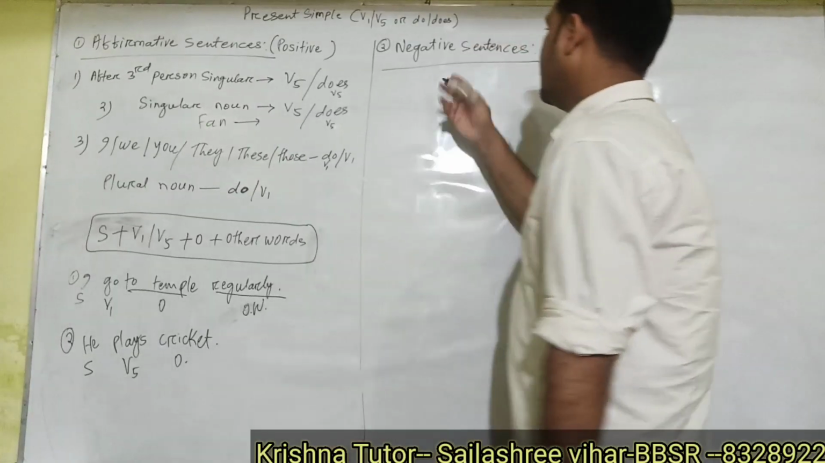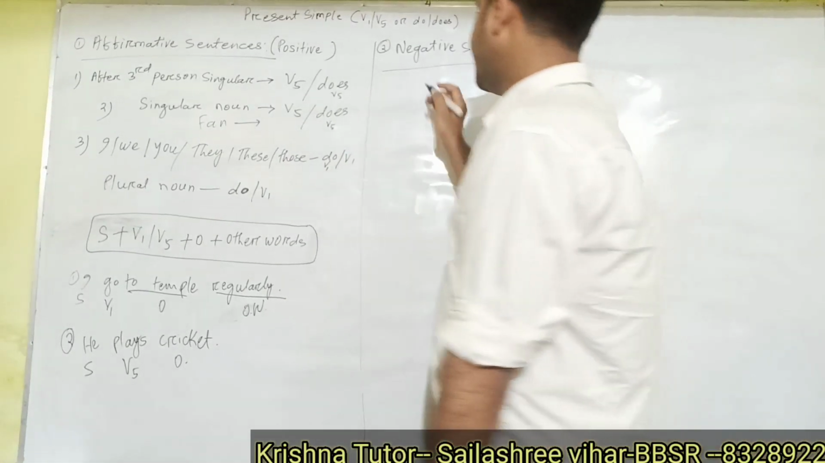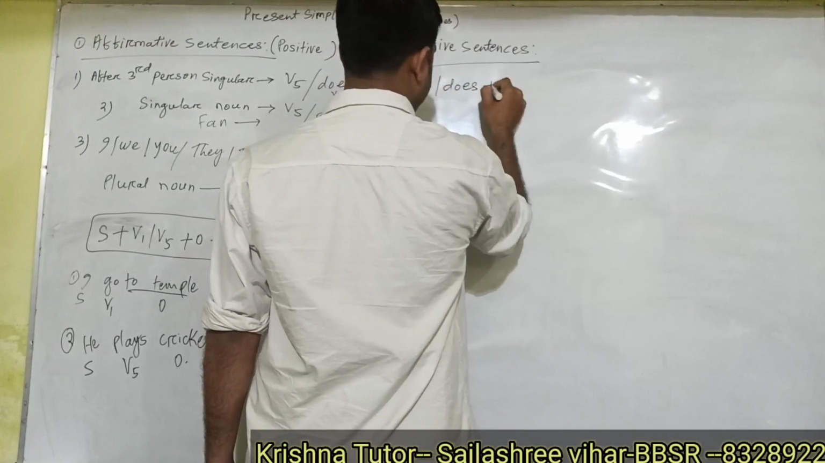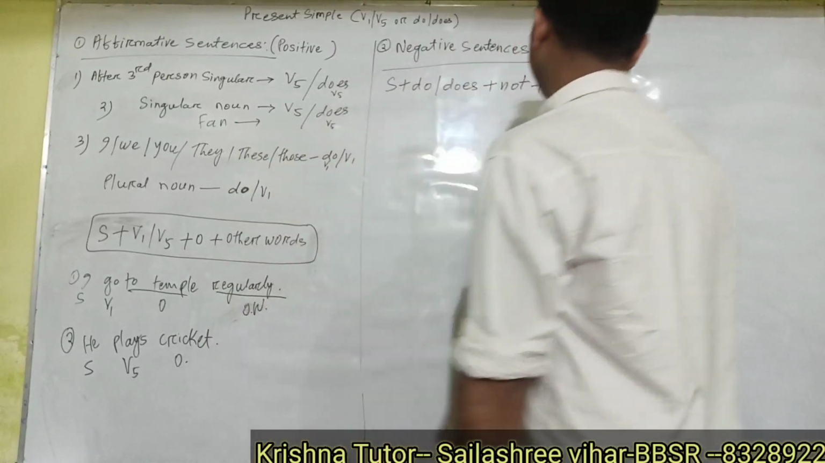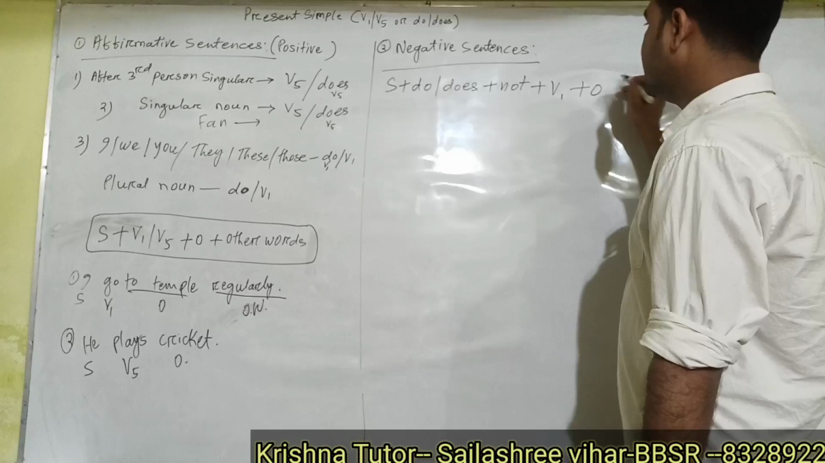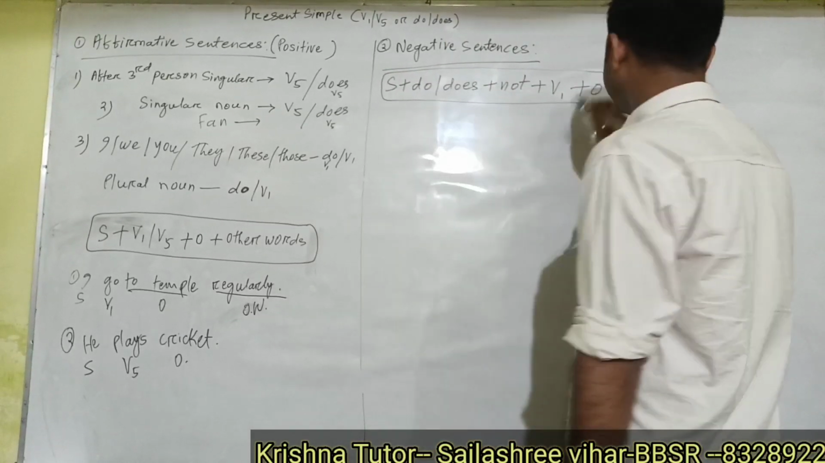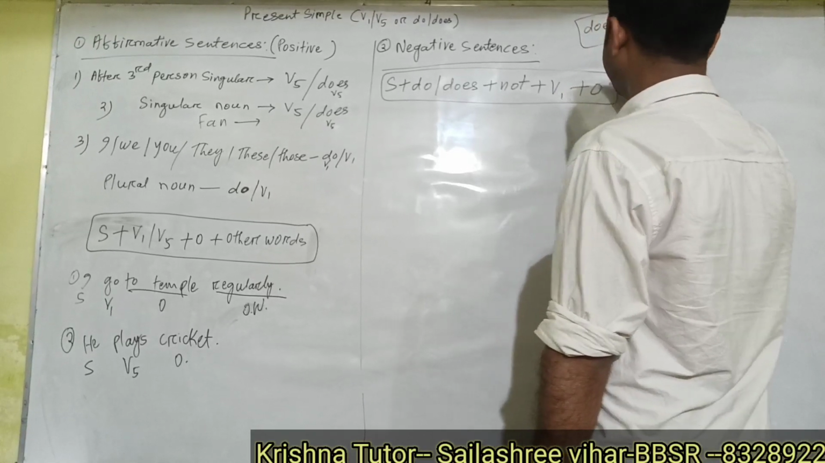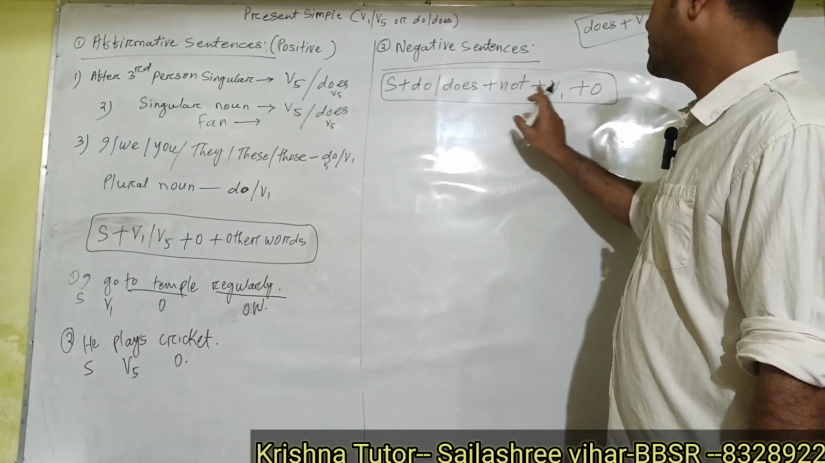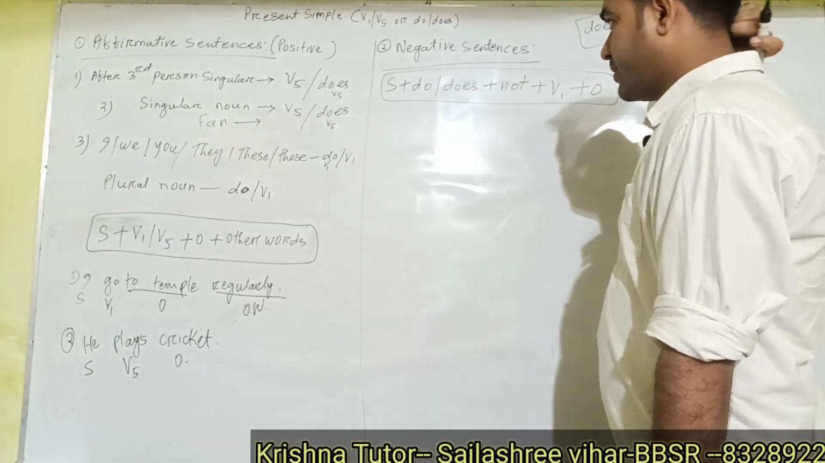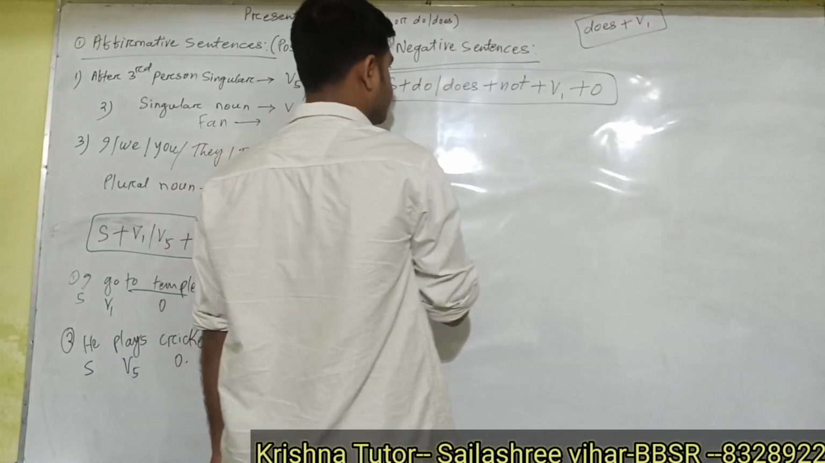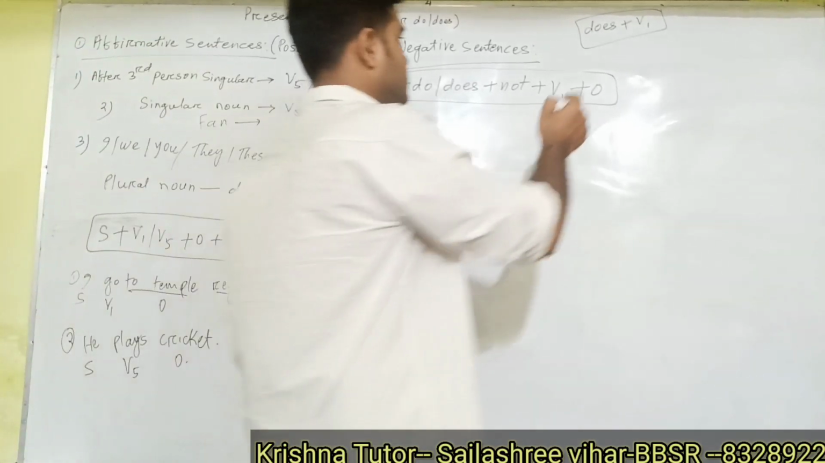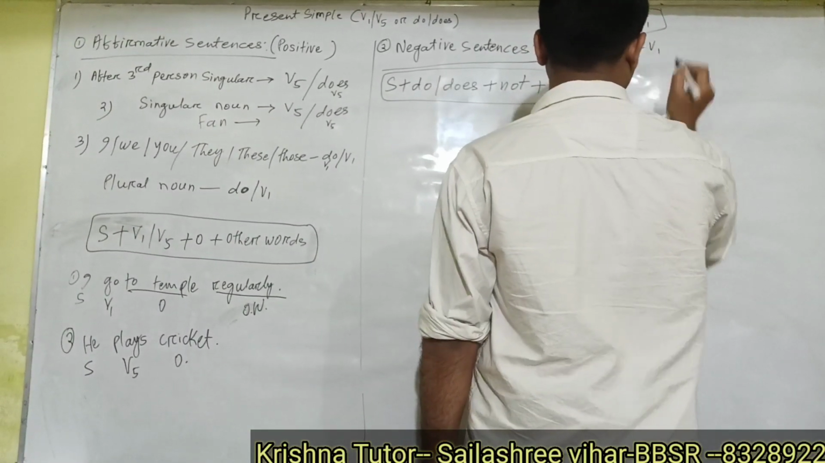Object. Negative sentence. For a negative sentence we have a structure: subject plus do or does plus not plus B1 plus object. Listen to me, after does always use B1, does then B1. After do then B1 also. Do plus B1, does plus B1.